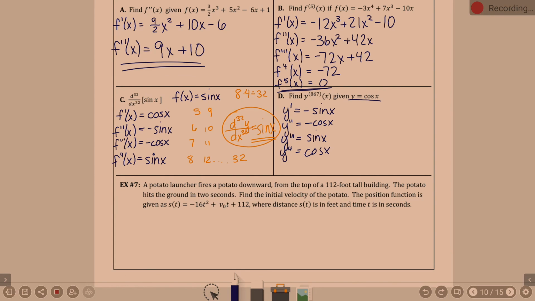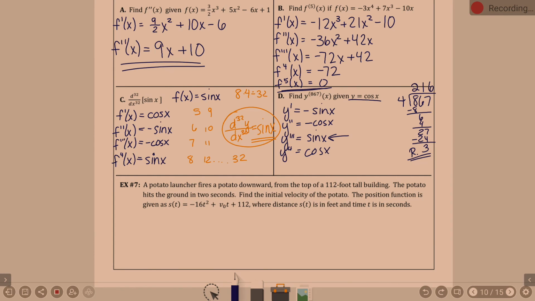867 divided by 4. It's going to be really bad. I'm doing long division by hand. 4 goes into 8 twice. 2 times 4 is 8. Bring down my 6. 4 goes into 6 once. 6 minus 4 is 2. Bring down my 7. 4 goes into 27 6 times, 24. Remainder of 3. A remainder of 3 says that my answer is sine x, which is why I did the long division by hand and not by calculator, because I wouldn't have had my remainder.